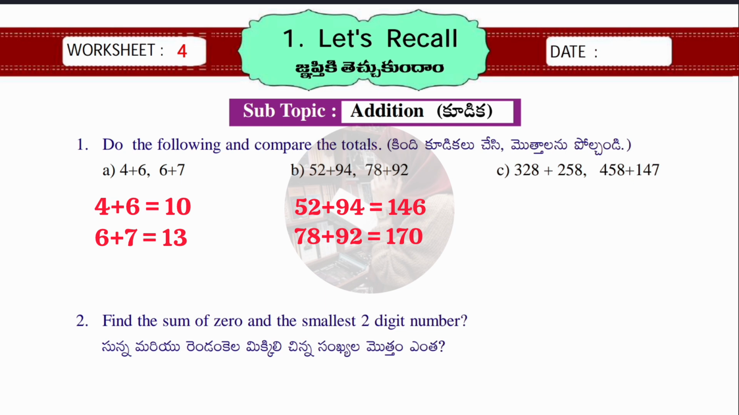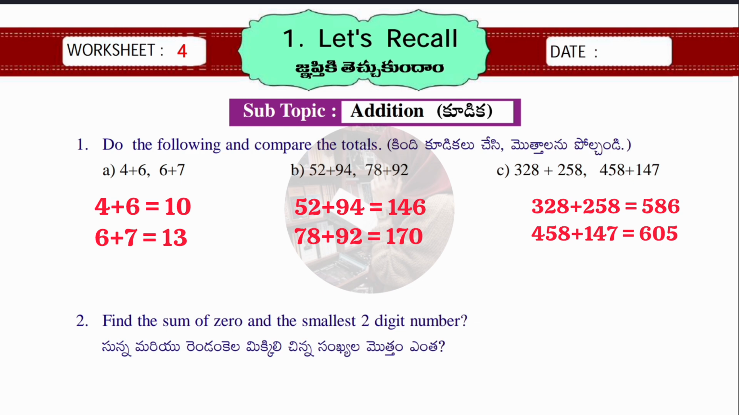Like that. Third one. 328 plus 258 is equal to 586. Then 458 plus 147 is equal to 605. Understood, guys? Please add the same digits, means ones digits, then tens digits, then hundreds digits, like that. Then only you will get the correct answer.